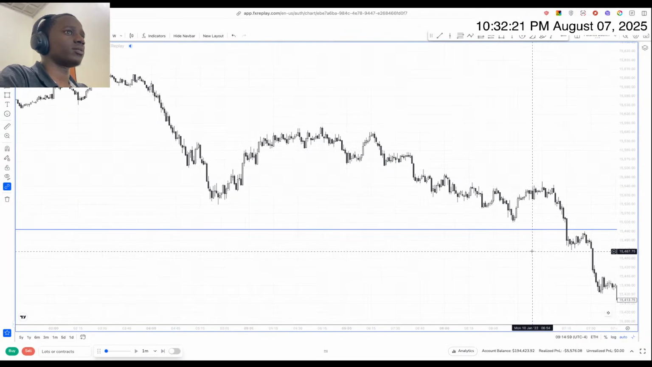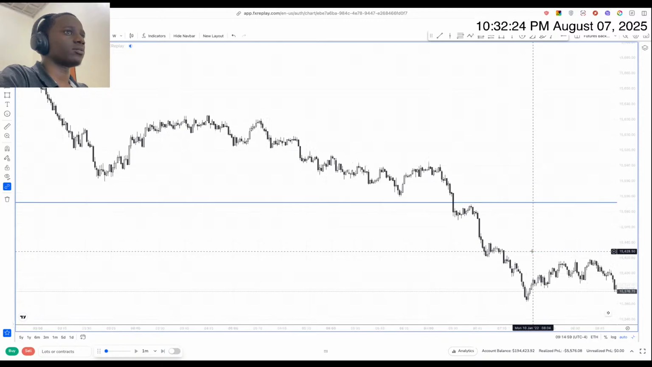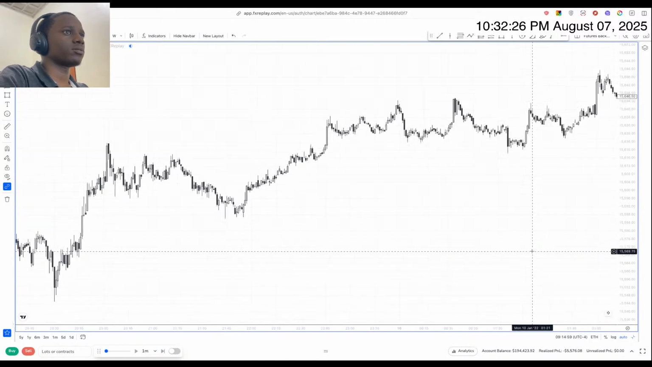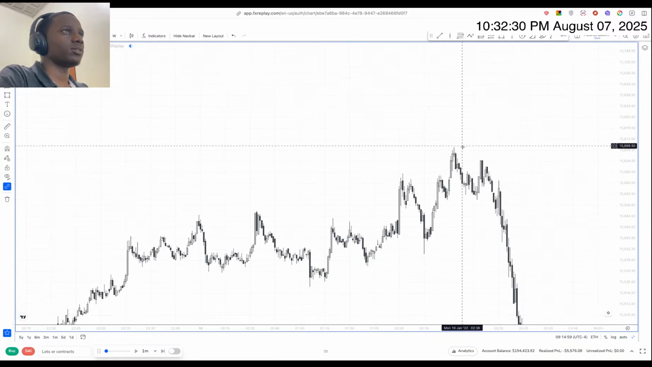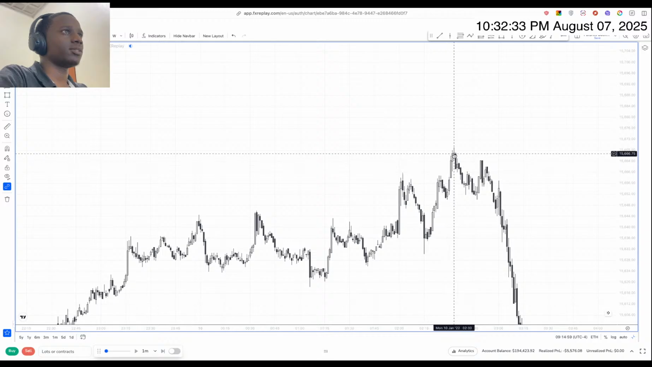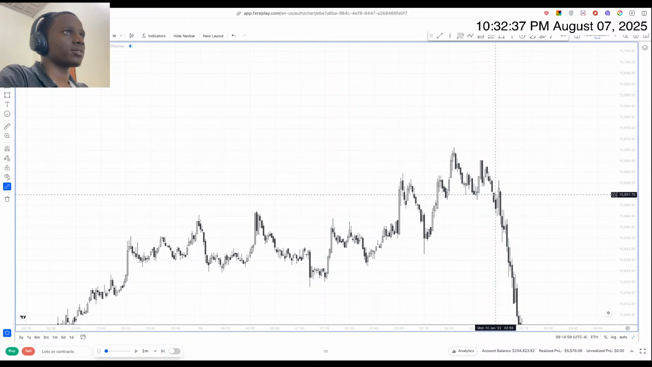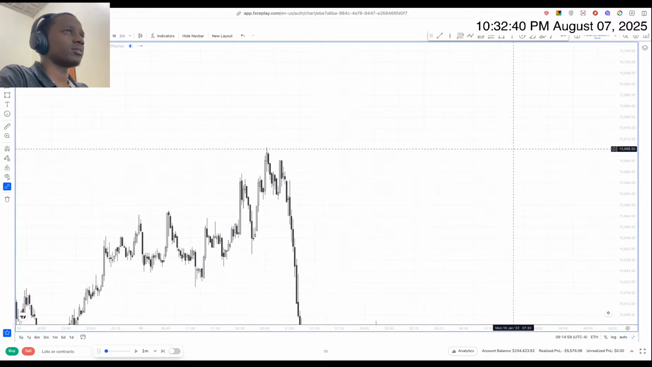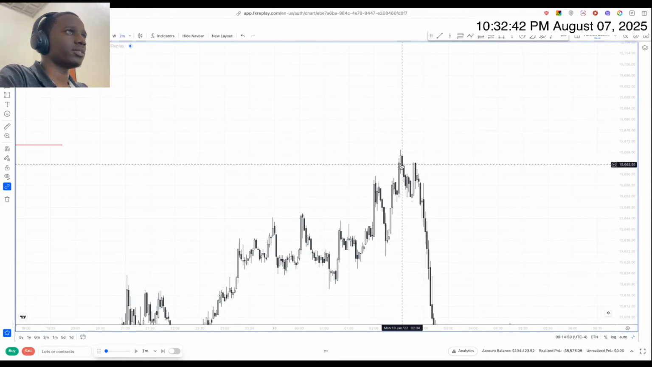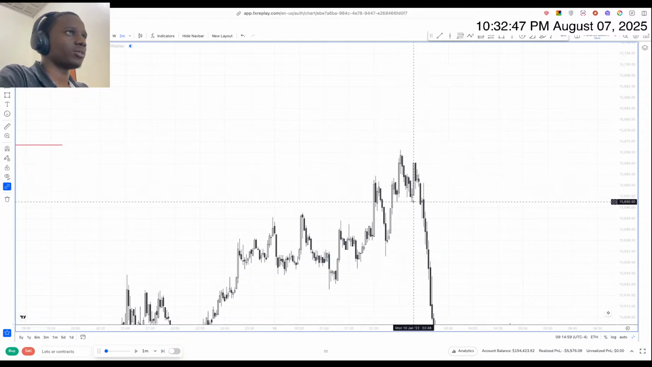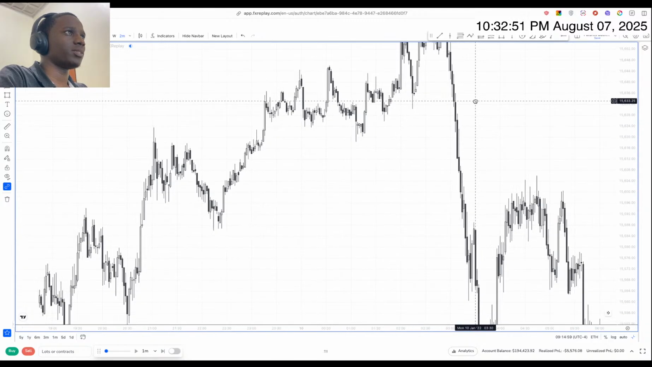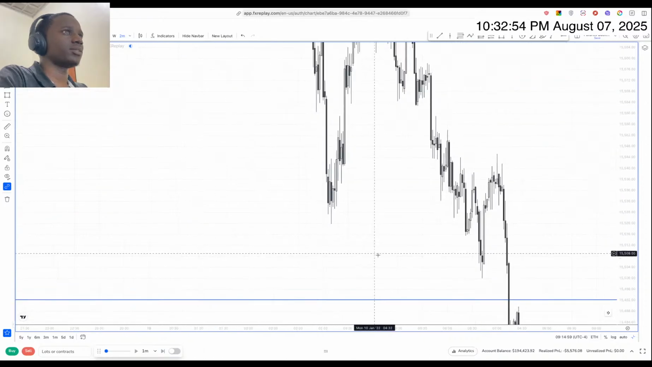Let's see what happens in the morning. So in the morning, this is what happens. We take out this high here. We create a shift in structure here. Look at this gap here. Let's see the 2 minute, maybe it might be clearer. 2 minute. Take out the high. Drop, shift, retrace, minute 3, and then boom, plummet down until we take out this low.